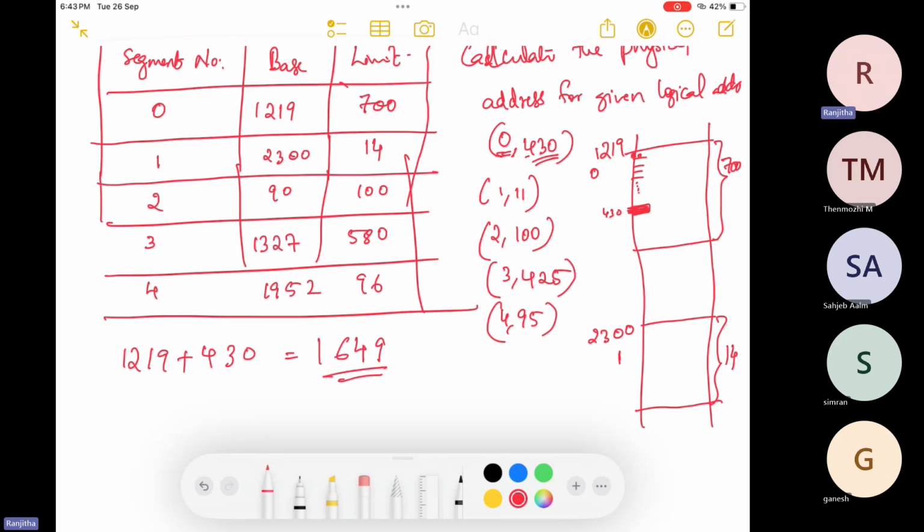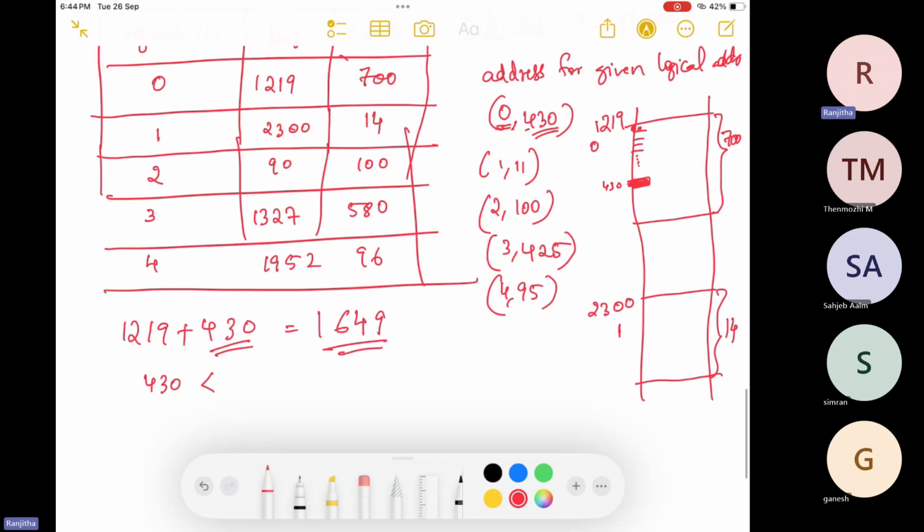Which is 1649. Now, before computing this, for the protection, we will also check if this offset 430 is less than the limit. When we give the limit, the valid address will be 0 to limit minus 1. So 0 to 699 is valid for segment 0. 430 is less than 700, so this is the physical address.